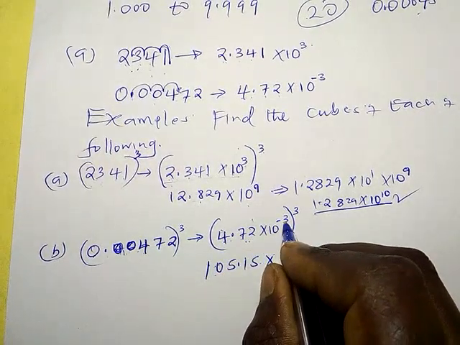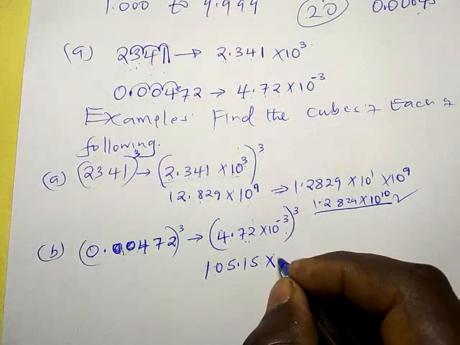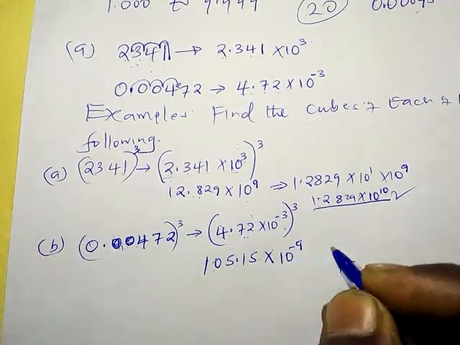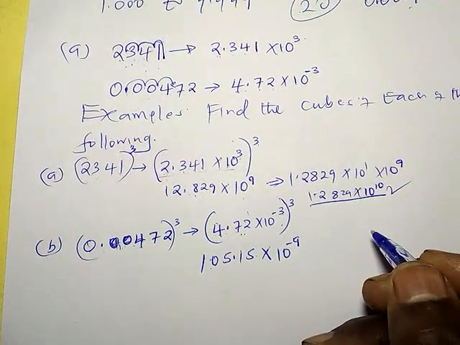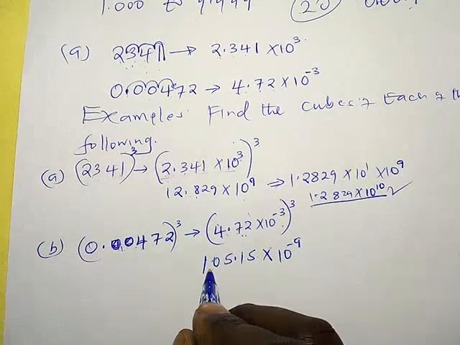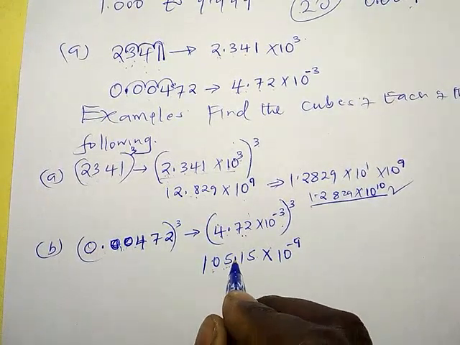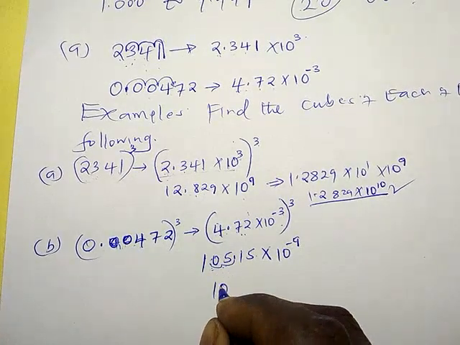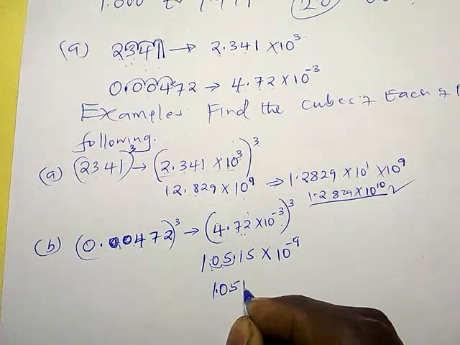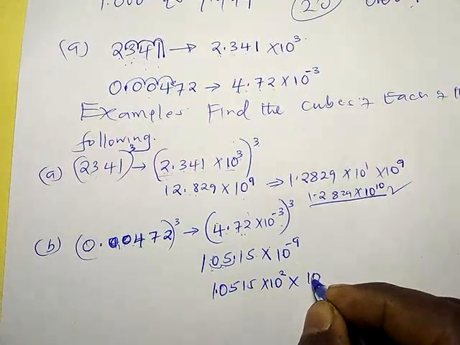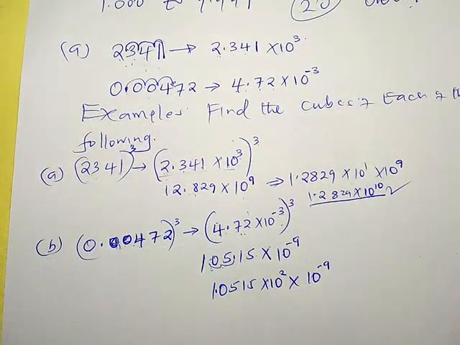What about the cube of this? This times this is 10 raised to power negative 9, right? We are done. But if you want to write this number in standard form, this number is not in standard form. So what do you do? You write this number in standard form. You are going backwards, so that is 1.0515 times 10 raised to power 2 times 10 raised to power negative 9.